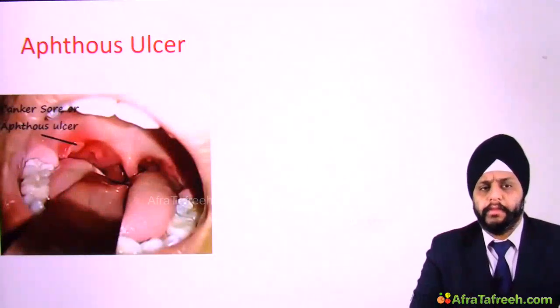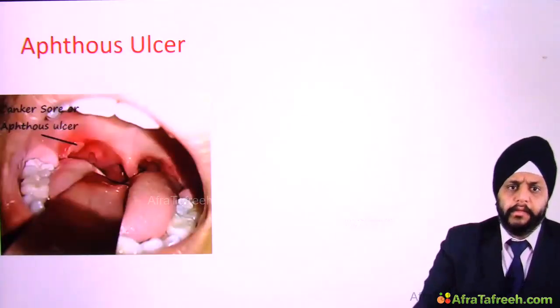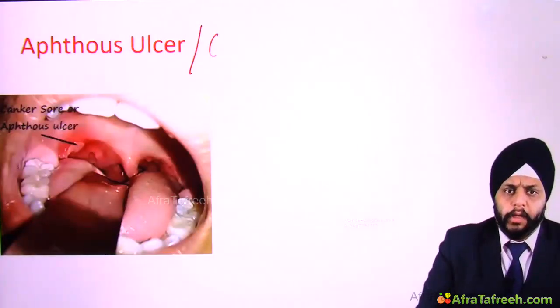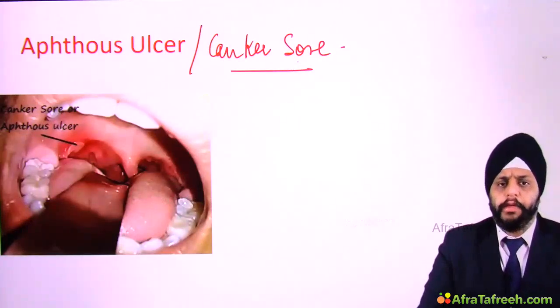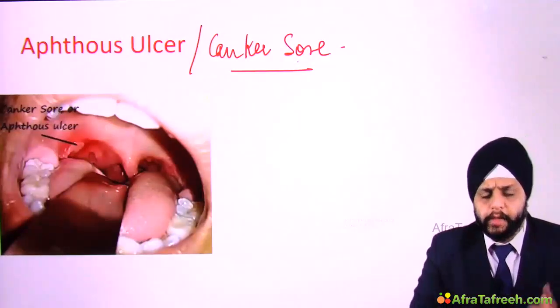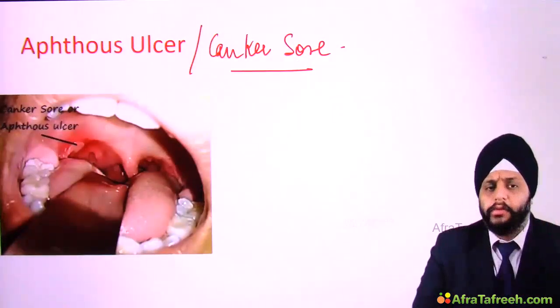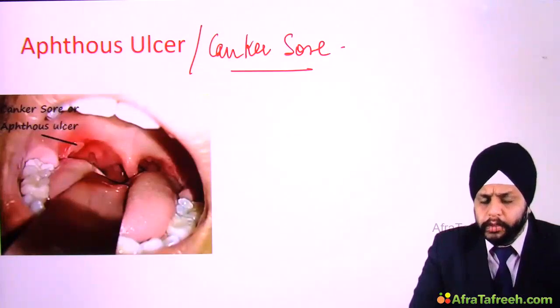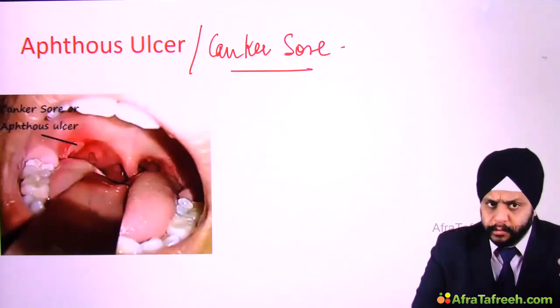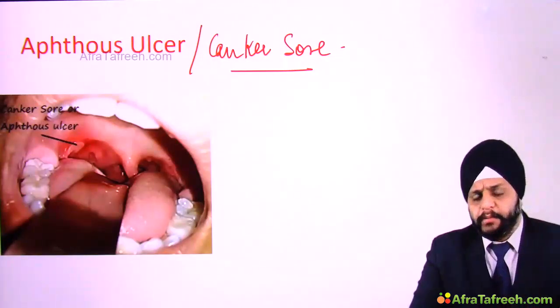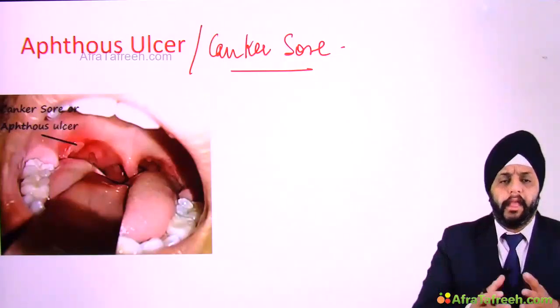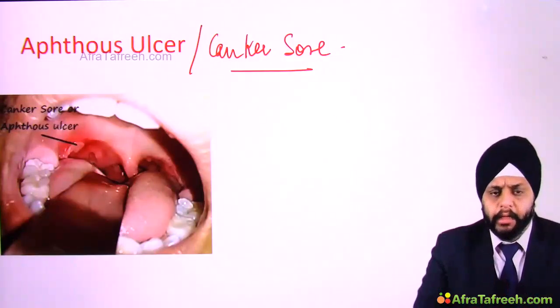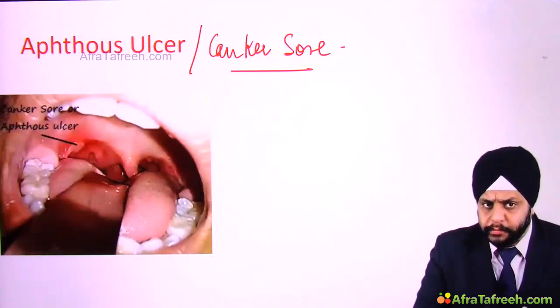Lastly, we have aphthous ulcers. Aphthous ulcers, they are also known as canker sore, and they form in a lot of different conditions, such as due to stress, such as due to multivitamin deficiency, or in diarrhea, constipation. We have these aphthous ulcers, right? Now, sometimes these ulcers may be very big and they appear like a membrane, especially on the tonsils, right?